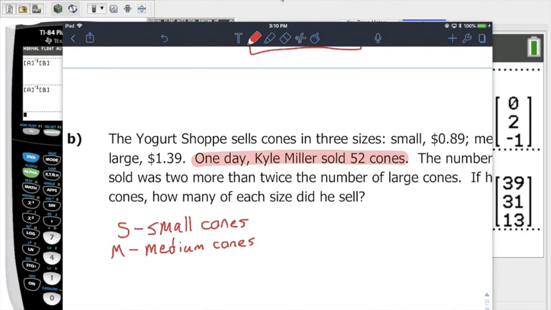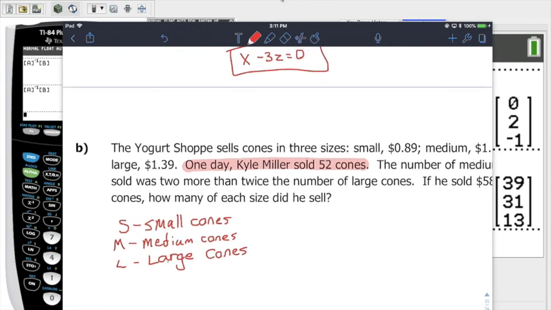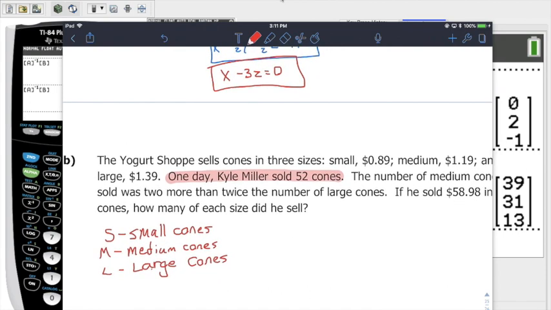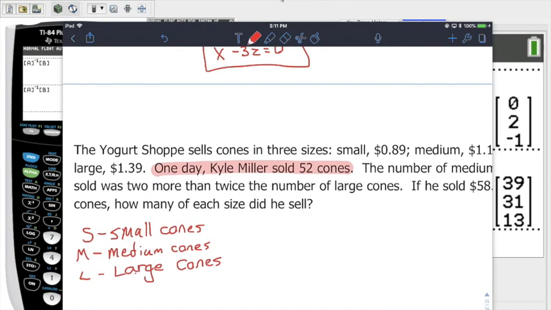And then I guess we'll go capital L for large. Okay, so if Kyle Miller sold 52 cones, we can say the number of smalls plus the number of mediums plus the number of larges should be 52. That's one of our equations.